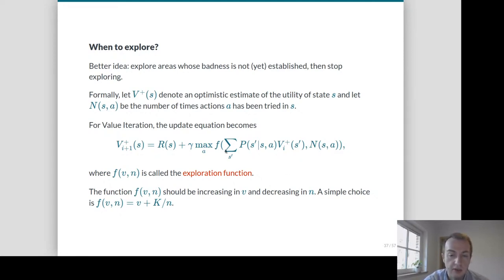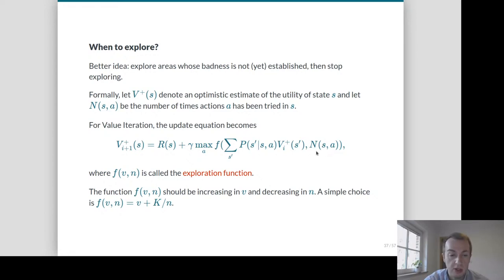So there you have quite some freedom in how you can set this f function, but a good rule of thumb would be simply to say that this f function should be increasing in the expected estimated value, right? So the more promising is the next state S prime, the more you should exploit the state, but at the same time it should be decreasing in the number of times you've experienced the transition SA. Right? So it should be decreasing in n.